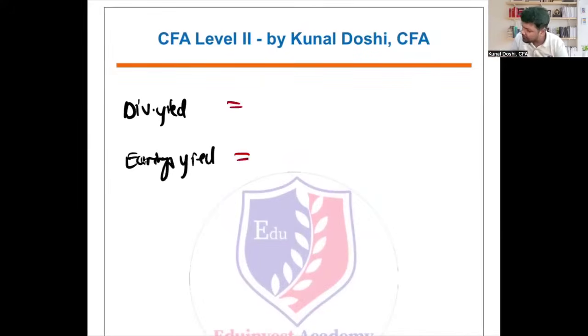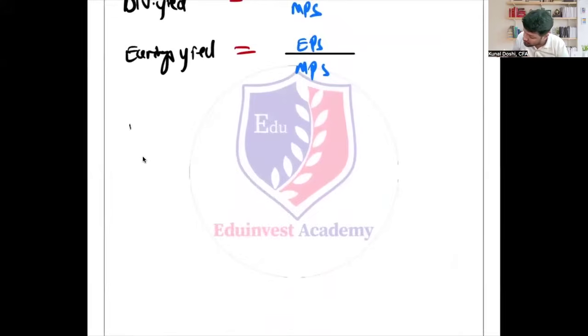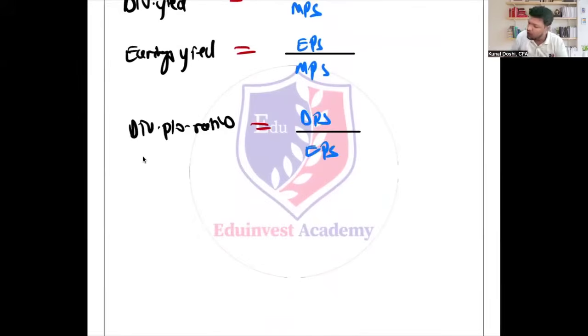What is dividend and earnings yield? Basically, when they say yield, it is related to price. So dividend yield is dividend per share over market price per share. Earnings yield is earnings per share over market price per share. But dividend payout ratio is again dividend per share, true, but that is from the earnings. So dividend over earnings is your payout ratio, or simply the dividend payout ratio.